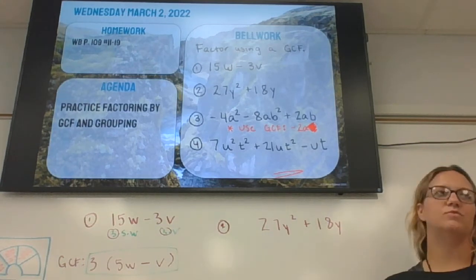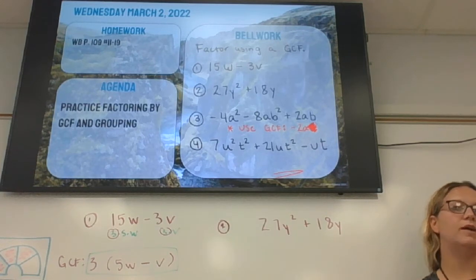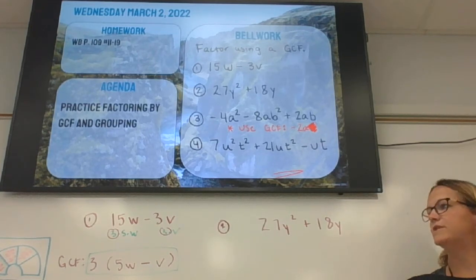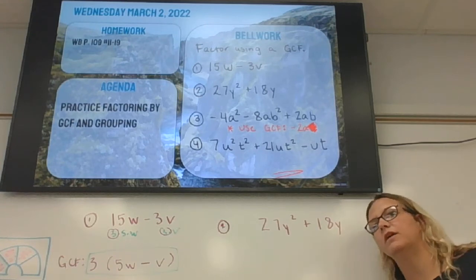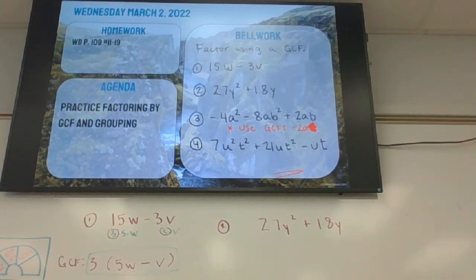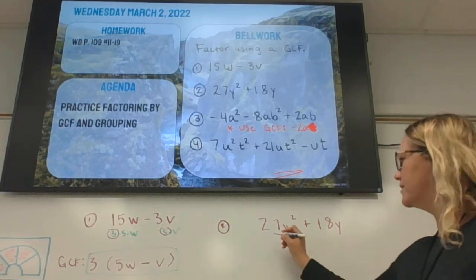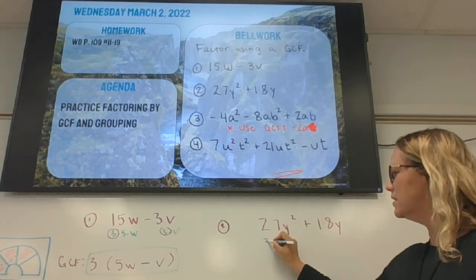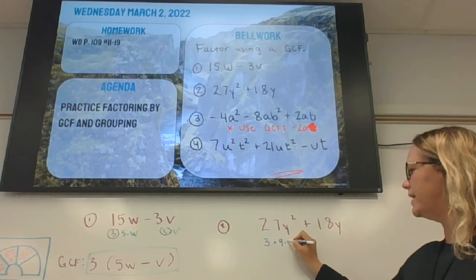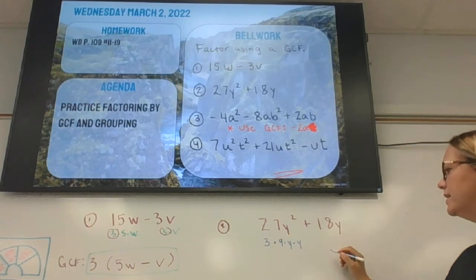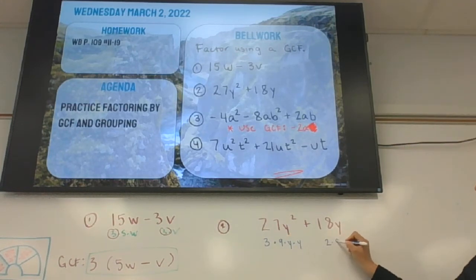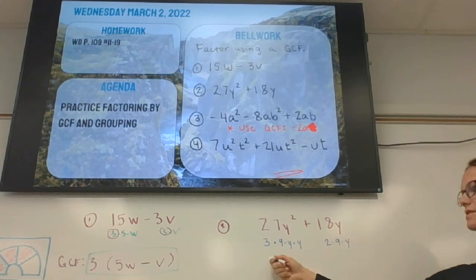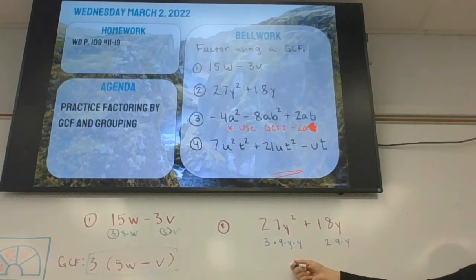So I know that 27 and 18 both divide by 3, so I'm tempted to factor 3 out, but they also both divide by 9. So I'm going to take the greatest common factor of 9 out. This number is 3 times 9 times y times y. And this number is 2 times 9 times y. And this is not required. You're not required to do this. This can be helpful.